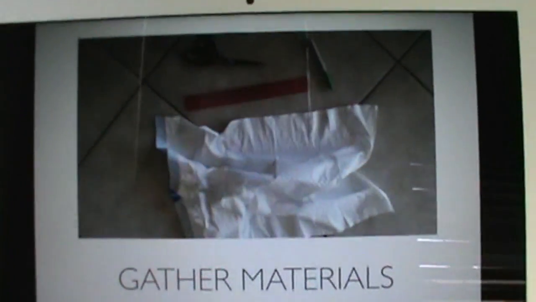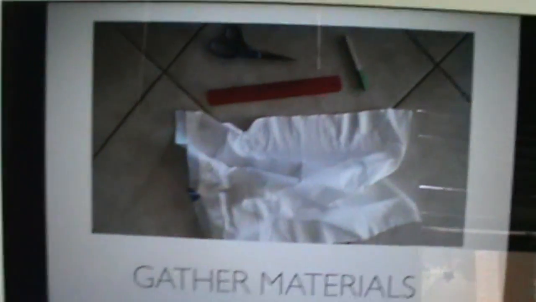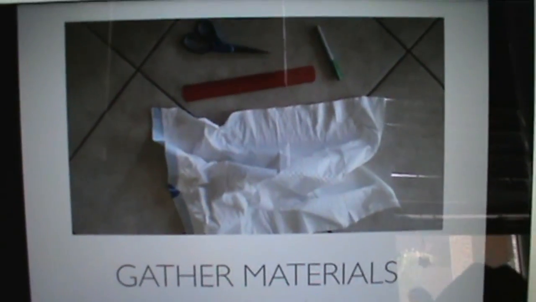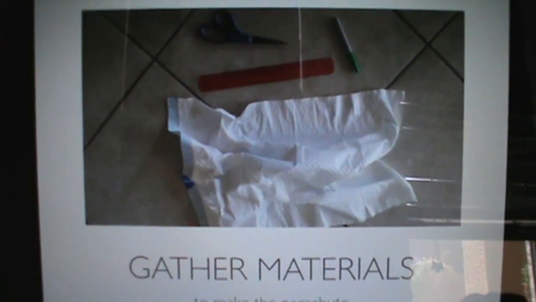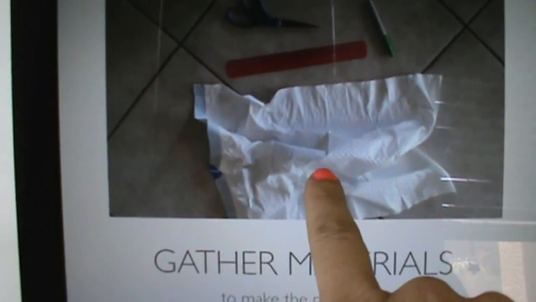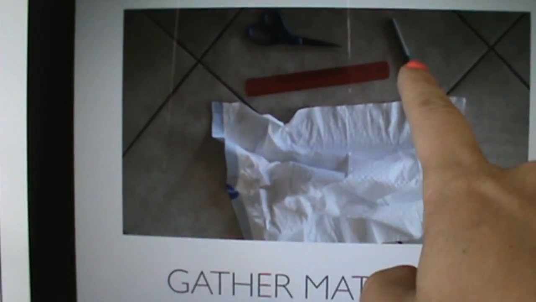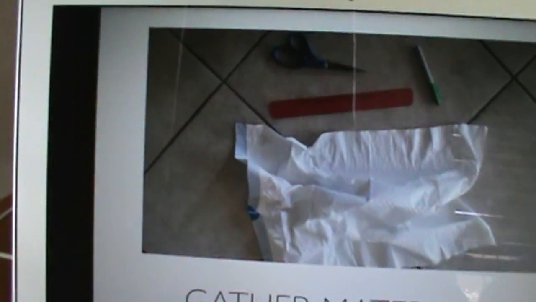And now you're going to gather your materials. All right, so gathering your materials to make your parachute. Here I've gathered a trash bag, a marker so I can make some lines, a ruler, and some scissors.